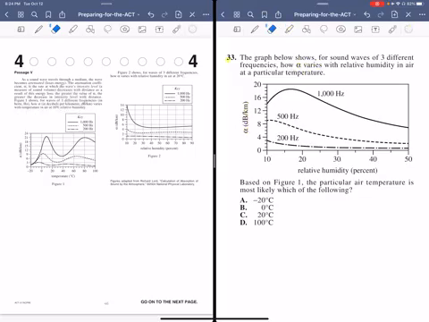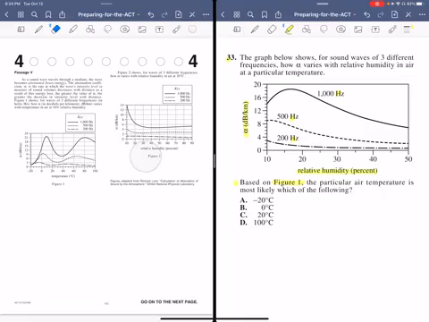Okay, so let's take a look at our graph and just identify some of the variables in this question 33. So we have this decibels per kilometer, right? We have relative humidity in percents, and then we have hertz. Okay, that sounds good. Now, what do they want to know? So starting right here, based on figure 1, the particular air temperature is most likely which of the following?